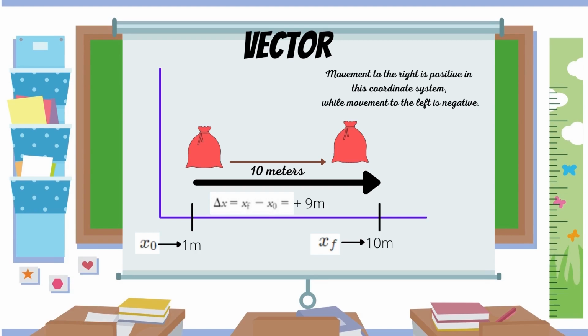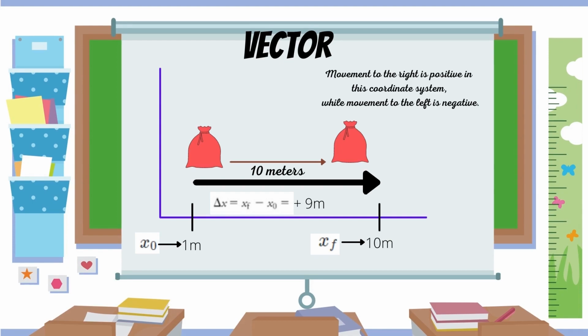As an example, if a person moves a sack of rice to the right as shown in this illustration, the value of the initial position is 1 meter and the value of the final position is 10 meters. If we use the formula, the change in x is equal to x sub f minus x sub 0, then the answer is positive 9 meters. This means that movement to the right is, of course, positive in this coordinate system, while movement to the left is, of course, negative.